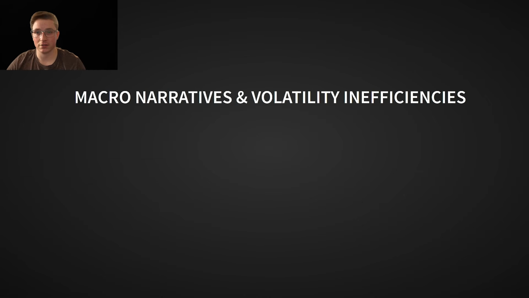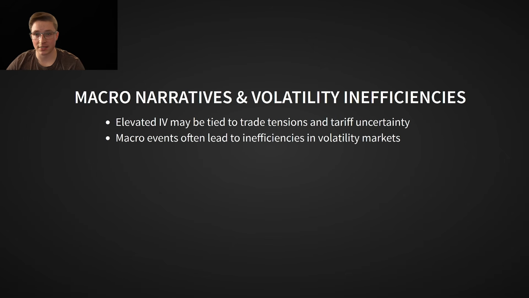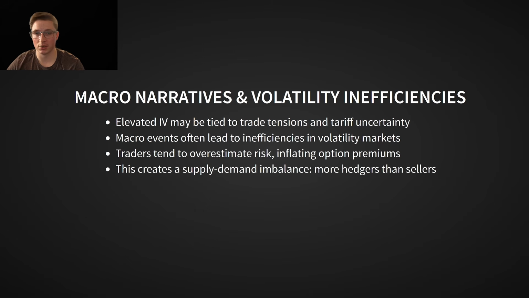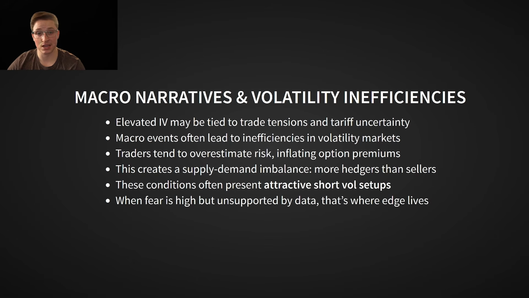From a macro perspective, one could argue that elevated IV is driven by ongoing trade tensions and tariff uncertainty, which naturally raises concerns around Chinese-related ETFs. And while that narrative makes sense, it's important to recognize that macro events like these often lead to inefficiencies. Traders tend to overestimate the probability or magnitude of adverse outcomes, which inflates options premiums as sellers demand higher compensation for perceived risk. This imbalance between supply and demand, where more participants are looking to hedge than to sell volatility, can create attractive opportunities. In fact, these are exactly the kinds of setups I look for all the time.